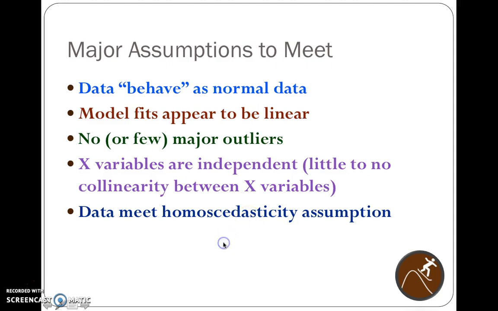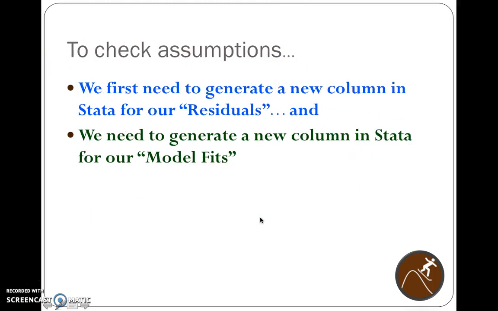So we're going to go through these major assumptions. It may look terrible here, but they're actually very easy to check. So the first thing we need to do, so we're ready to check our assumptions, is we need to generate a new column in Stata for our residuals. And our residuals largely are just our model fit departures from the true value.